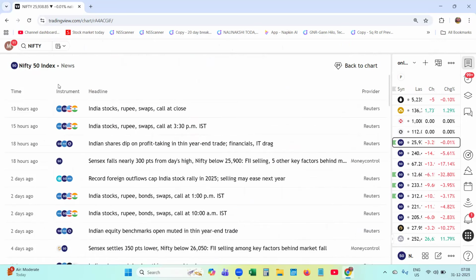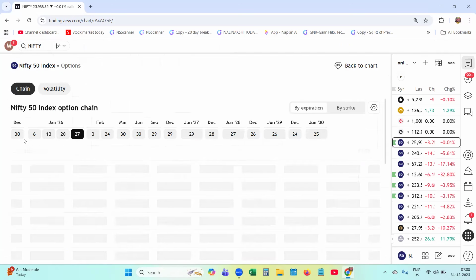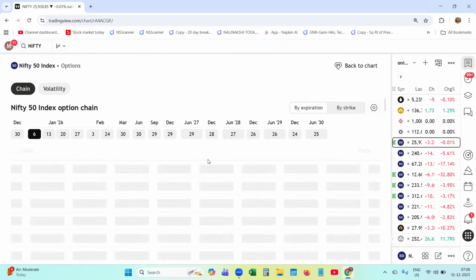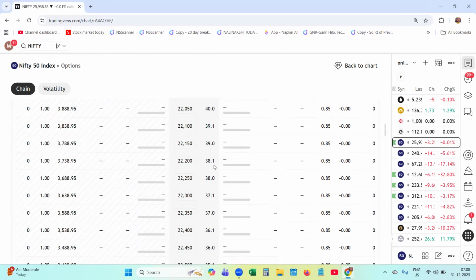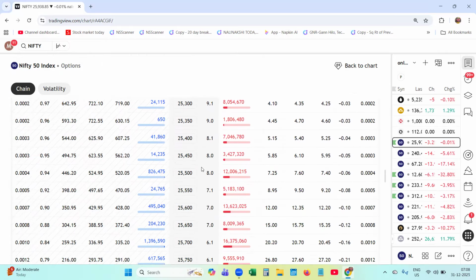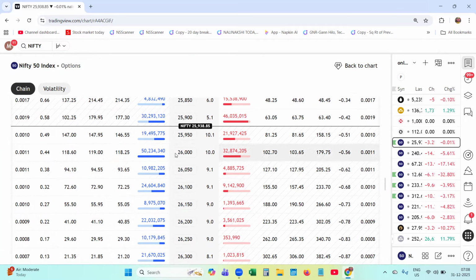Let us see the news. Nothing is there, but you can go to the stocks also, you will get the news. If you click on the options by expiration, you can click on the option chain, you will get the sixth. If I click on the sixth, all this option chain will be seen over here. From here, because the market has closed around 25,938, you get the option chain over here.